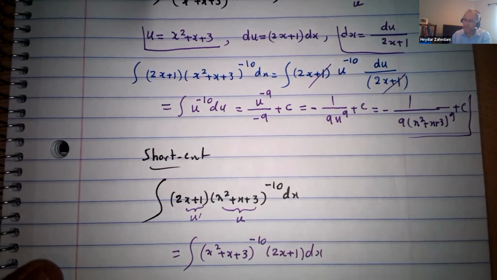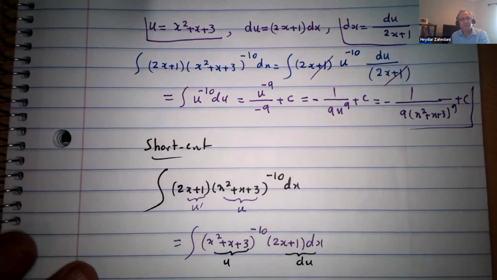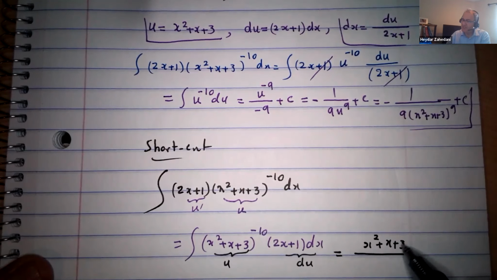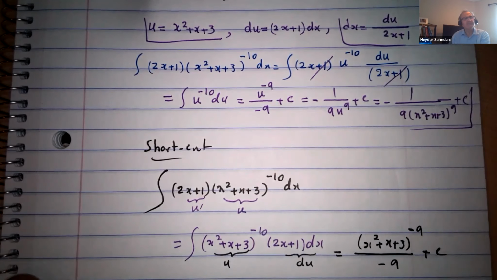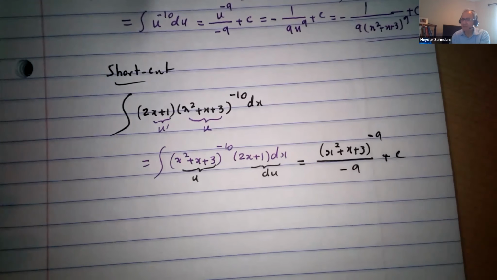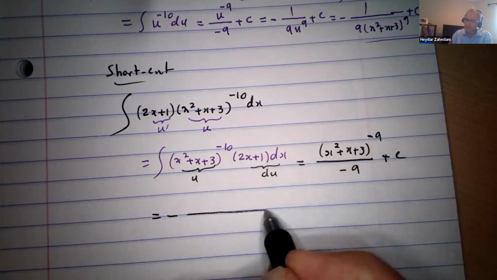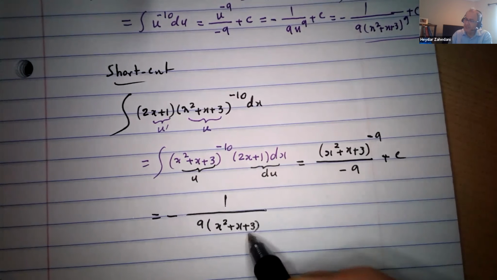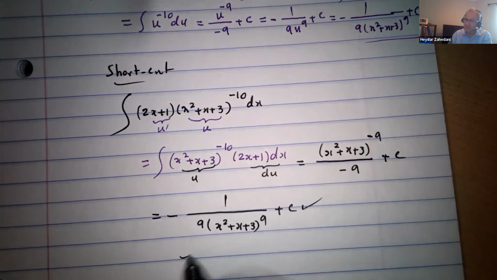There you are. If we take this one to be u, this is simply du. So we have u to the negative 10 du. Action of integration: add 1 to the power. It's going to be x squared plus x plus 3 to the negative 9 over the negative 9 plus c. That's it. No negative power, so bring that power down and you're done. 9 times x squared plus x plus 3 to the 9 plus the constant c, and you're done.